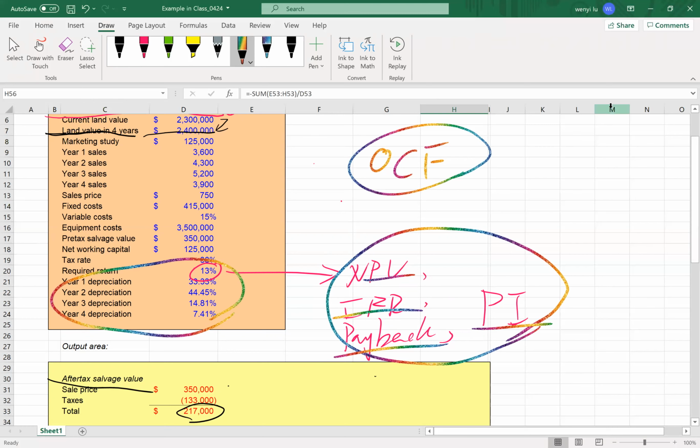Okay, so that's for the Excel sheet. I also posted it on the homework. So please fill the numbers into this sheet. Based on today's lecture videos, you can fill the numbers and finish these questions. Now let's go back to our PowerPoint.